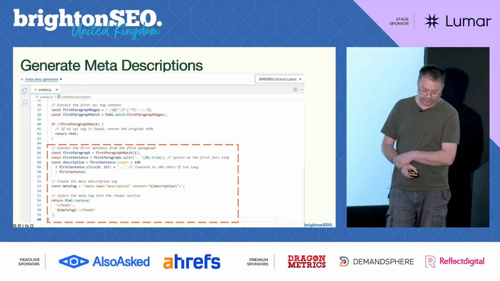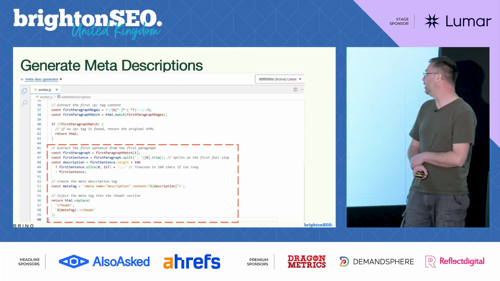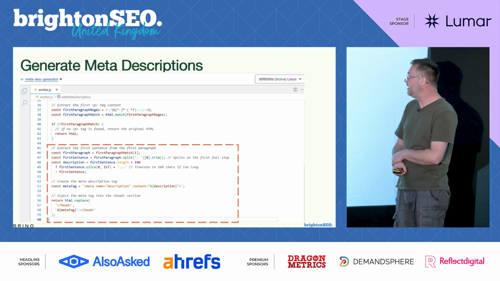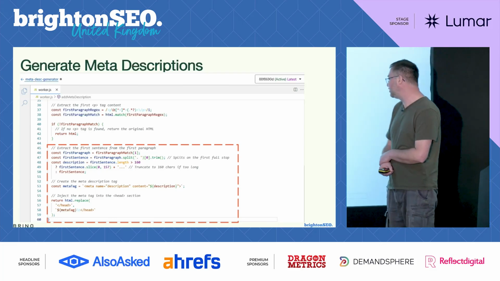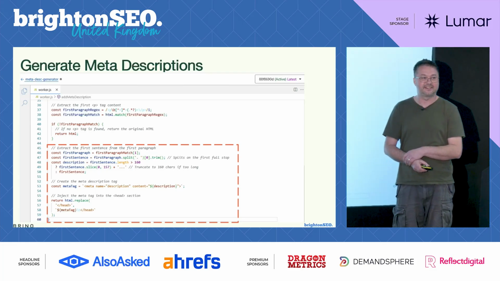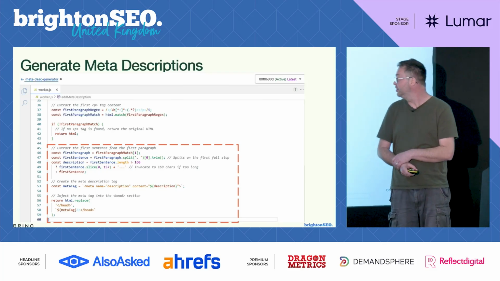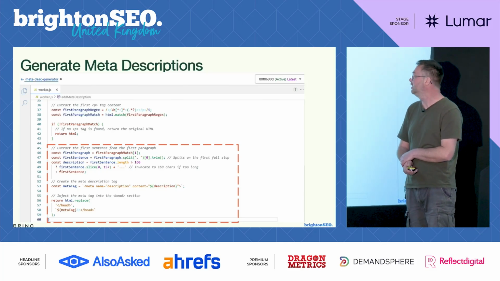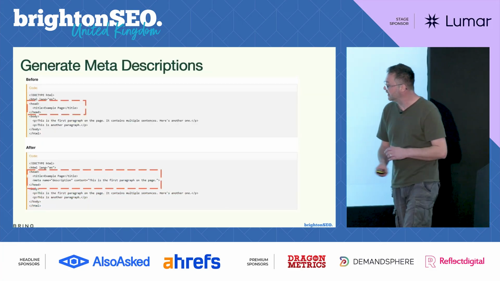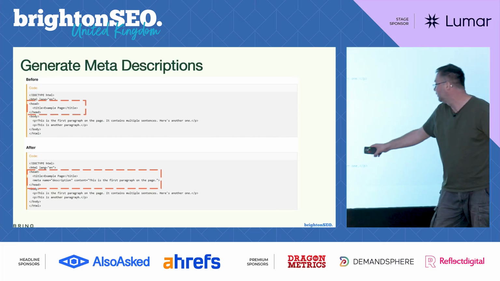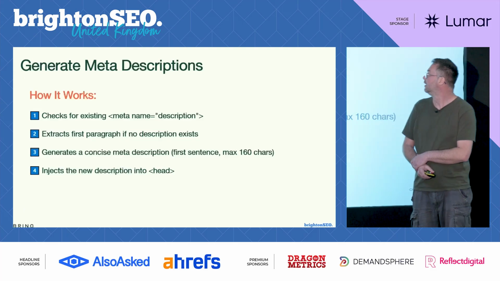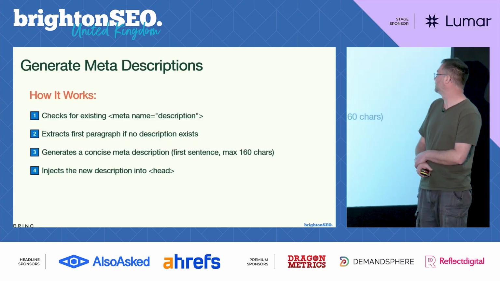So this Cloudflare Worker script, how it works is it checks to see if there's a meta description available. If it is, it skips it. But if there's not, what it does is it extracts the first sentence from the first paragraph and uses that as the meta description. So here's a before and after. If you can see, it's pulled the meta description from the first sentence of the paragraph. And that's how it works.